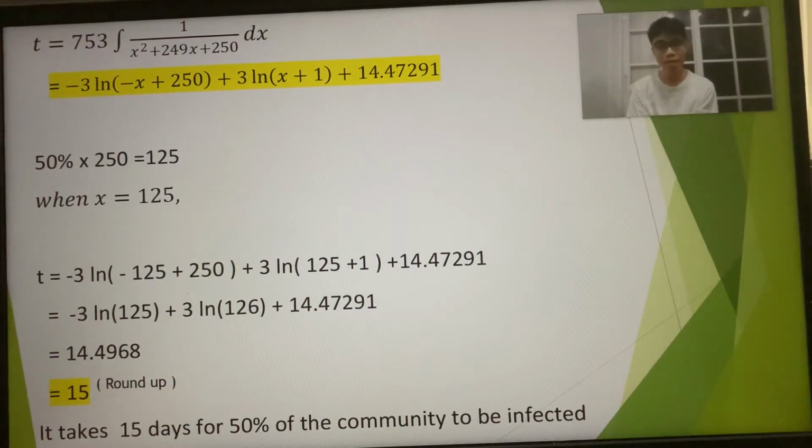So we substitute x equals 125 people into the equation, and we will get 14.4968, which is 4 decimal places. However, the number of days required must be a whole number, so we'll round it up to 15 days. And that will be the final answer for question 1.